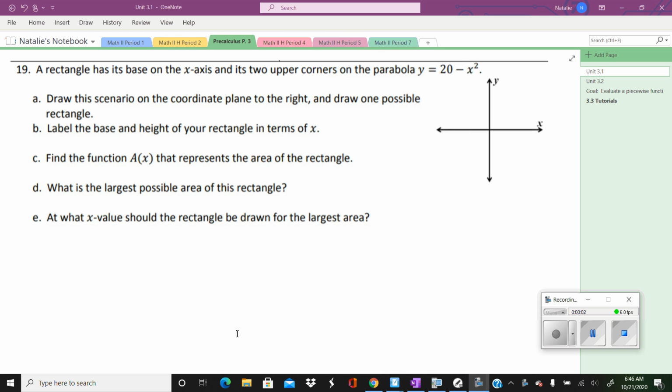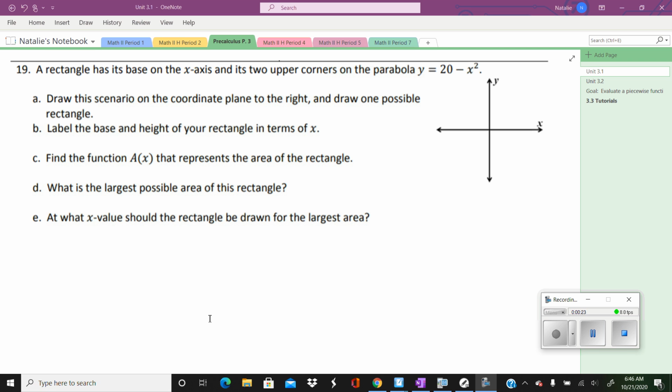So this is Pre-Calculus, Unit 3, Review Problem number 19. And this is very similar to a problem that we did earlier in Unit 3. It's asking us to analyze a rectangle that has a base on the x-axis and two upper corners that lie on a parabola, y equals 20 minus x squared.